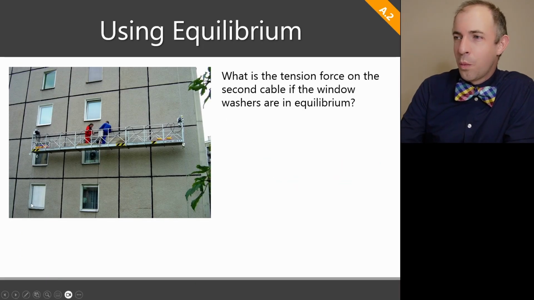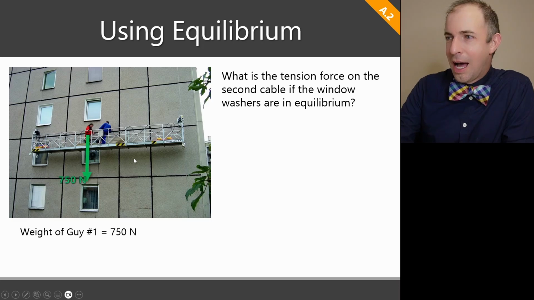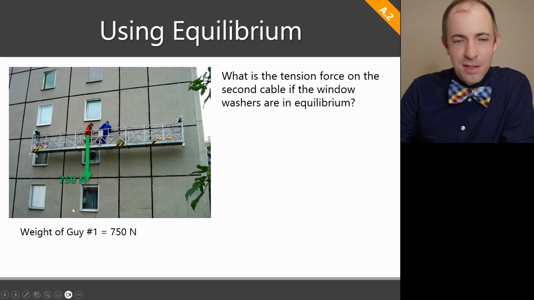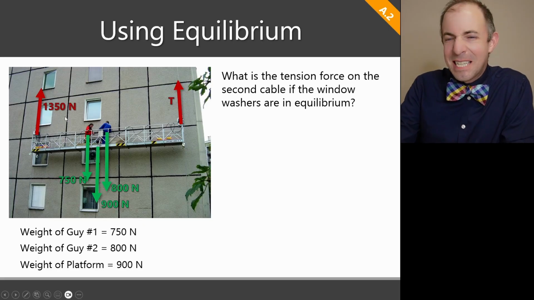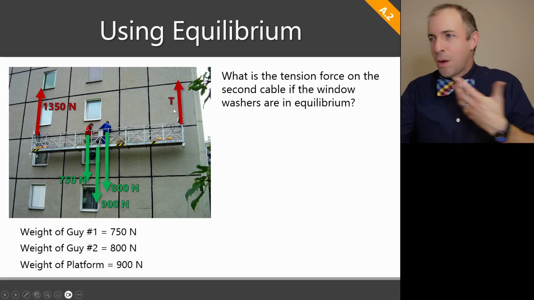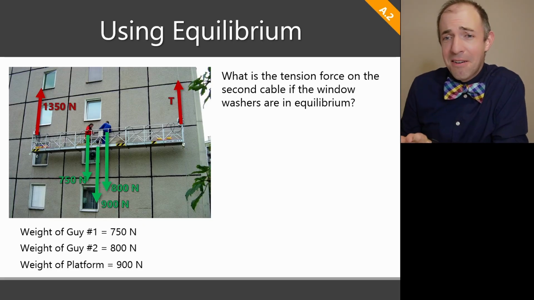Here we've got a window washer setup. One washer is 750 newtons. The other one is 800 newtons, and the platform itself is 900 newtons. Now, there are 2 ropes here. Let's say one of the cables is 1350, and the other cable is represented as T. We should be able to calculate what T is.